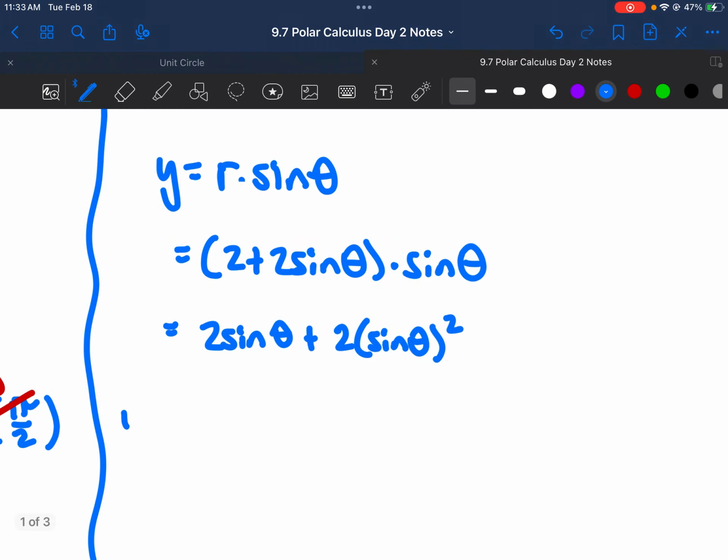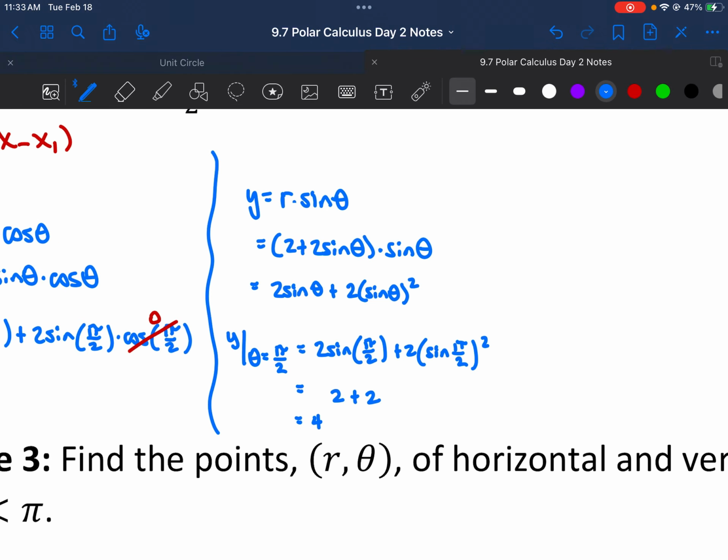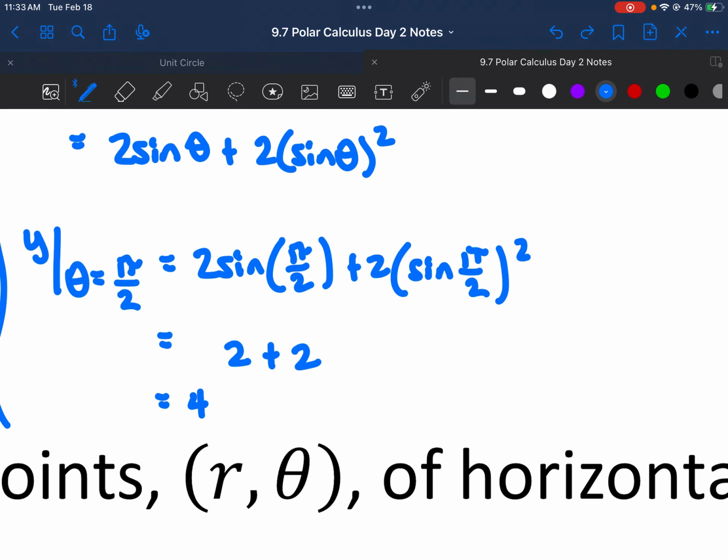And let's go ahead and get y evaluated when theta equals pi over 2. All right, so we're going to have 2 sine pi over 2 plus 2 sine pi over 2 squared. Sine of pi over 2 is 1. 2 times 1 is 2. Sine of pi over 2 is 1. 1 squared is 1 times 2 is 2. So this gives us 4. So y when theta equals pi over 2 is equal to 4.